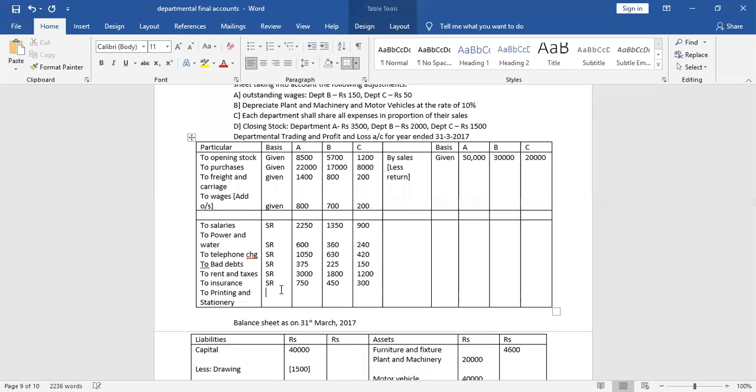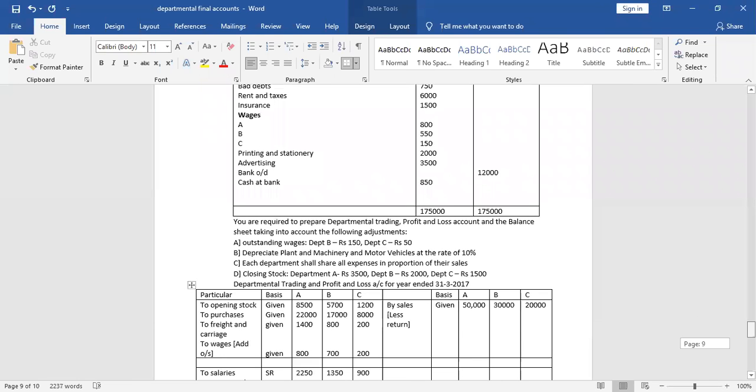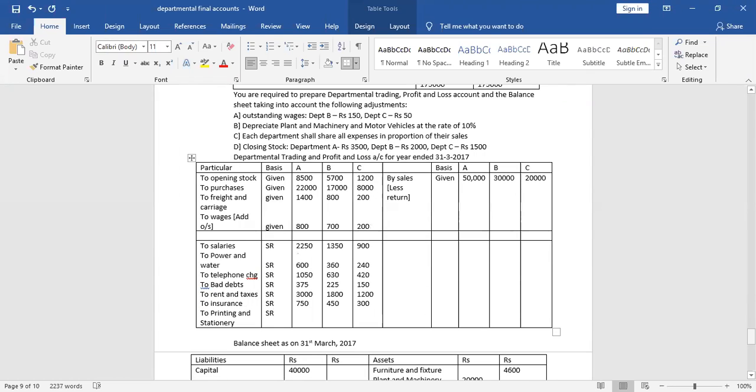Again, all expenses have to be divided in the sales ratio. So divide printing and stationery 2000 in 5/10, 3/10 and 2/10. 2000 into 5/10, we get 1000. 2000 into 3/10, we get 600. 5:3:2. So 2000 into 2/10 gives 400.